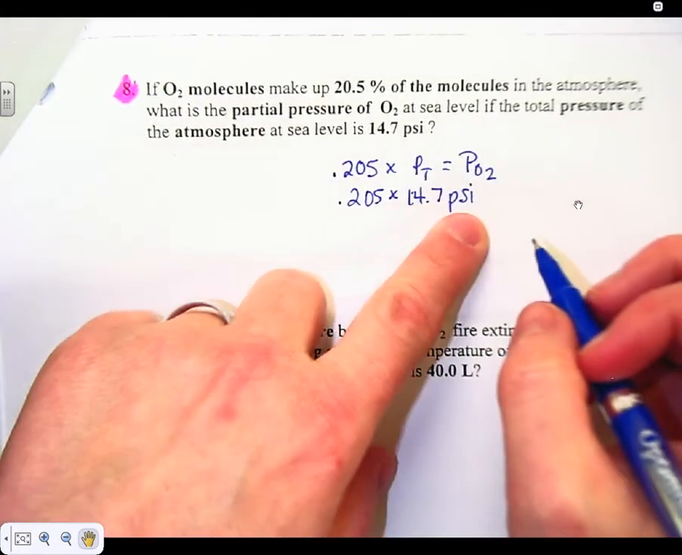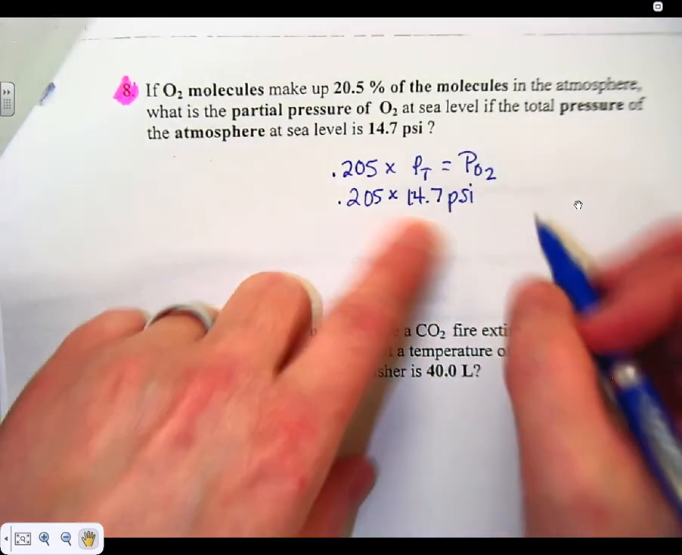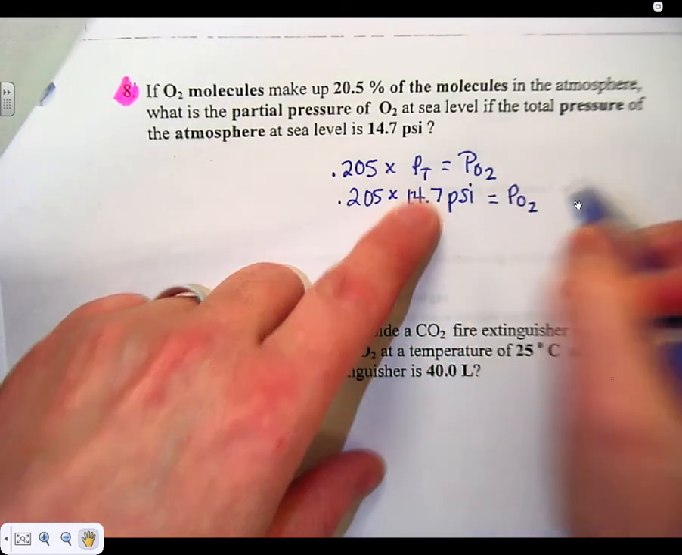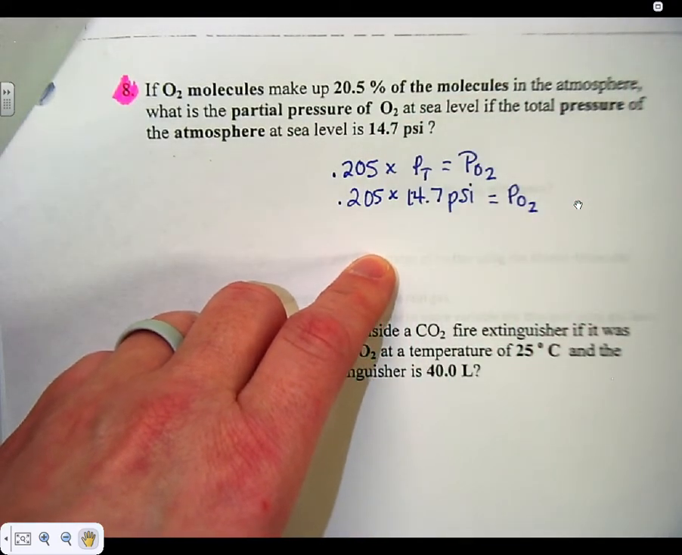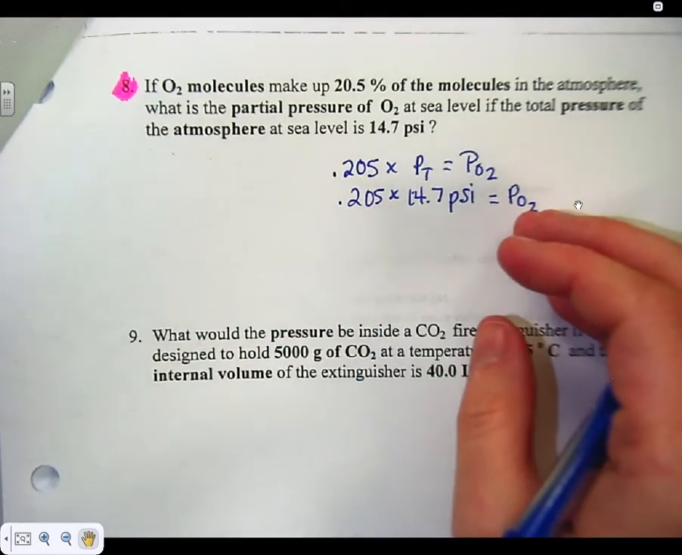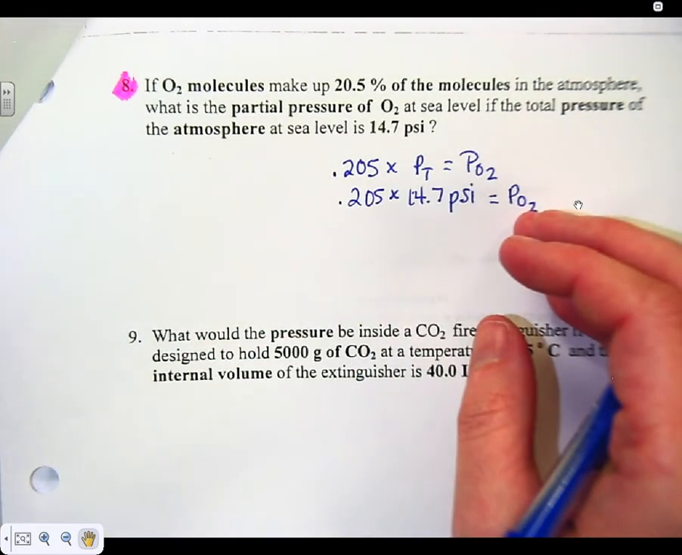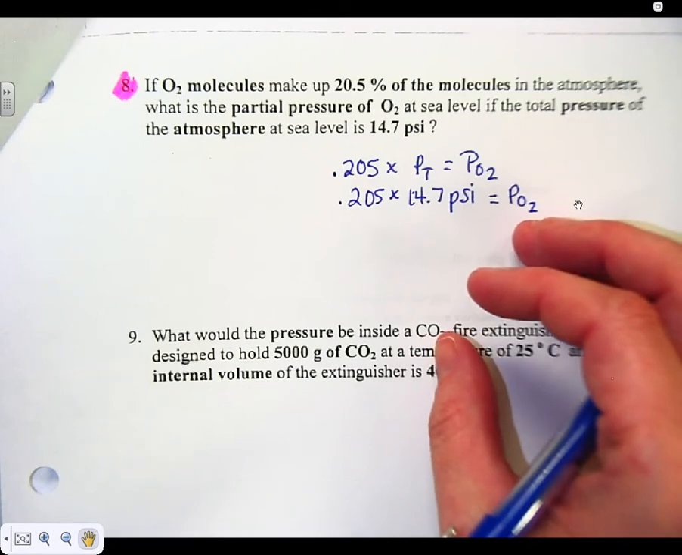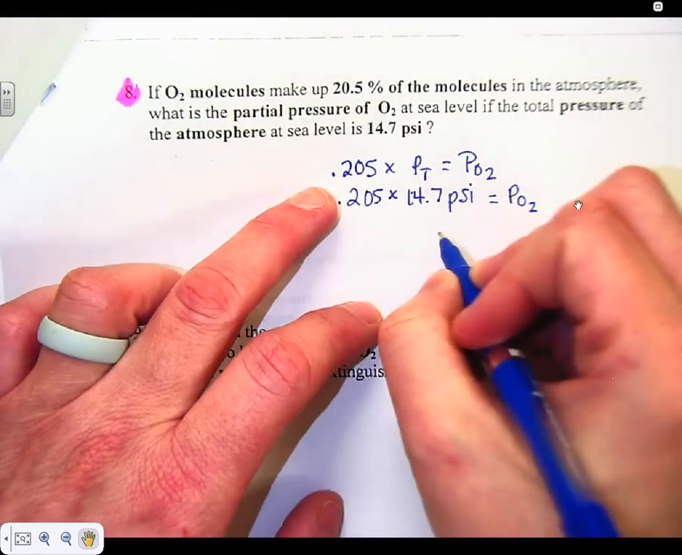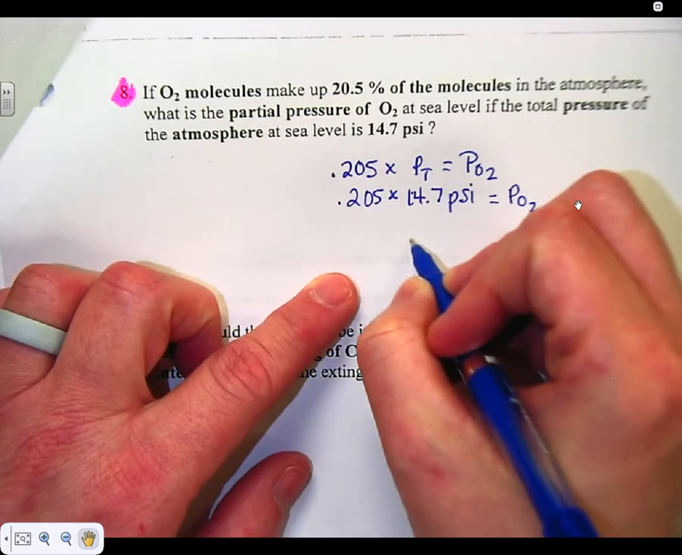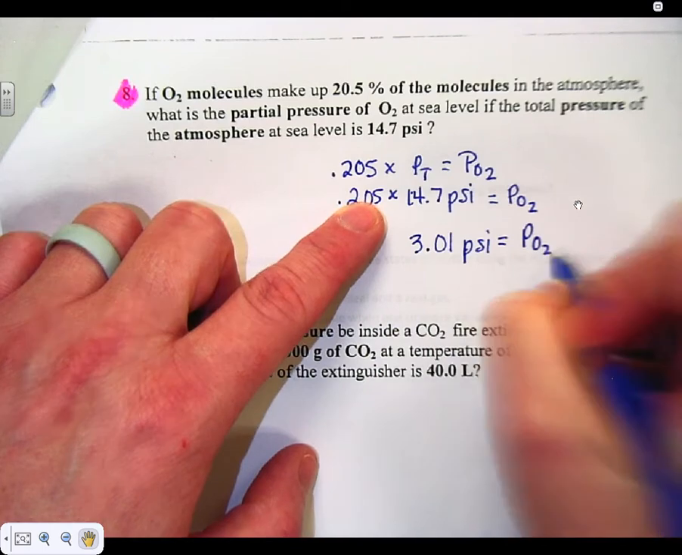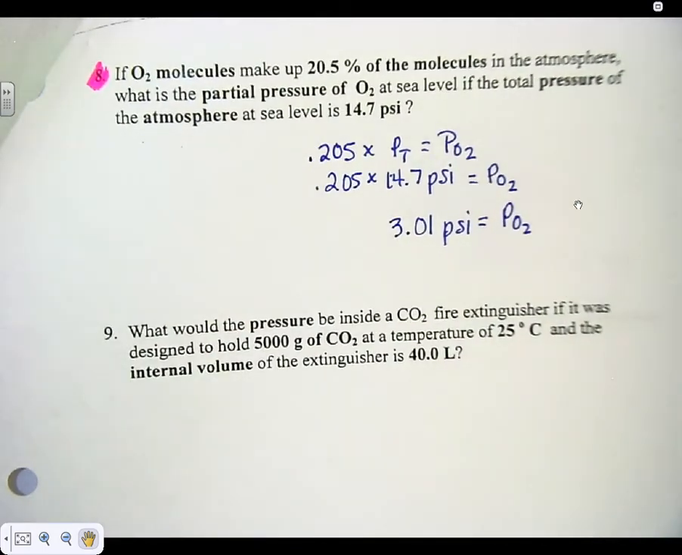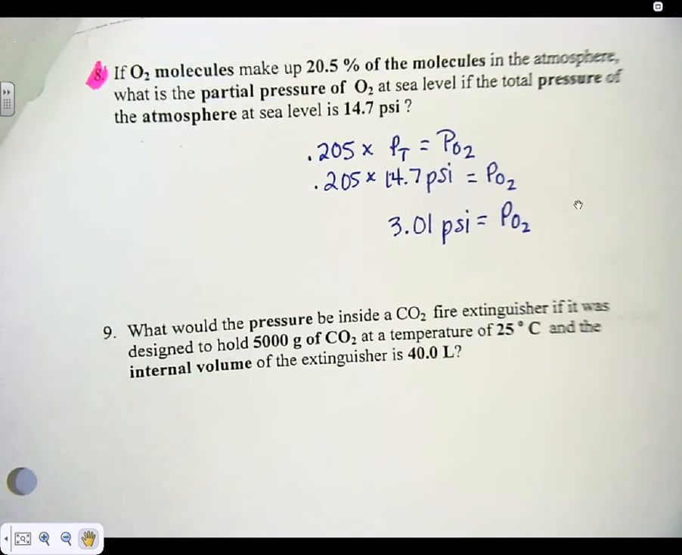But again, this is a percentage of this total. And so we're just going to get our partial pressure here for oxygen in PSI rather than atmospheres, torrs, millimeters of mercury, or kPas. So 0.205 times 14.7 gives us, again, we got 3 significant digits here, so 3.01 PSI would be the partial pressure of the oxygen. Very simple. Again, if you are given the percentages, multiply the percentage as a decimal times the total pressure.